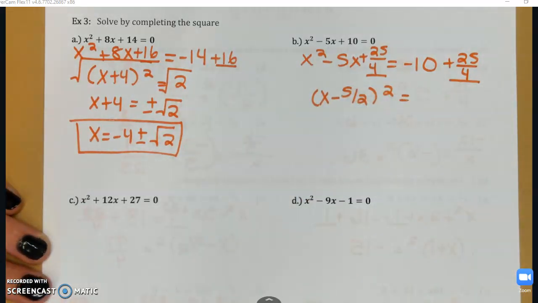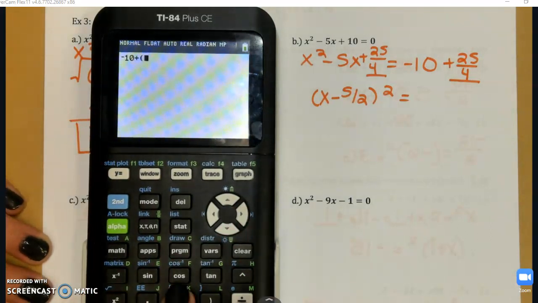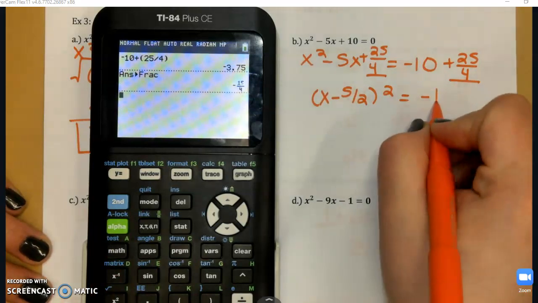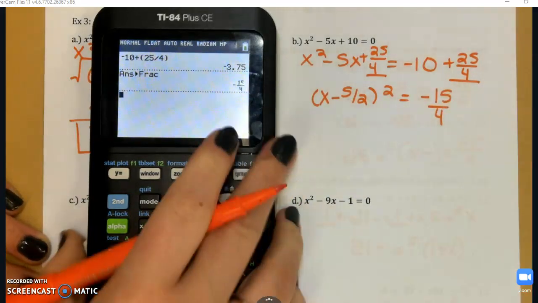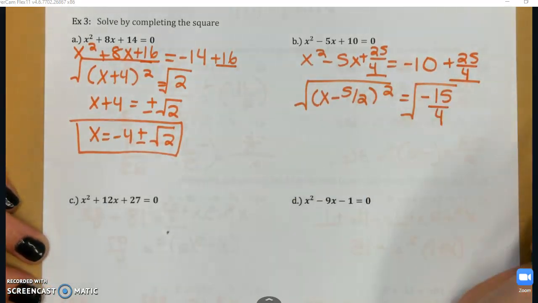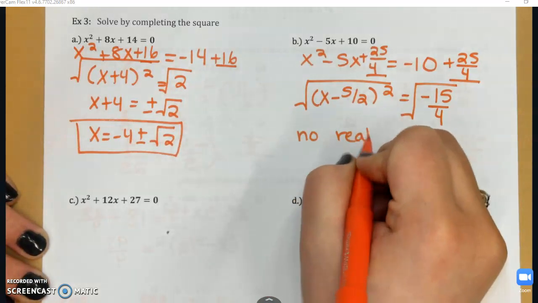Again, I'm going to use my calculator to get me a fraction answer. Math, enter, enter, and I get negative 15 over 4. And when I go to take the square root of both sides, I'm taking the square root of a negative, which is a no-no. So this one is going to have no real solution.